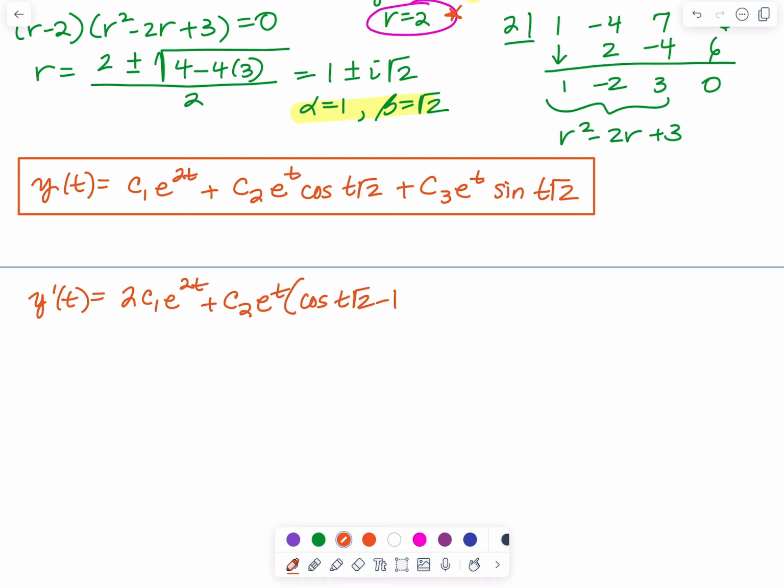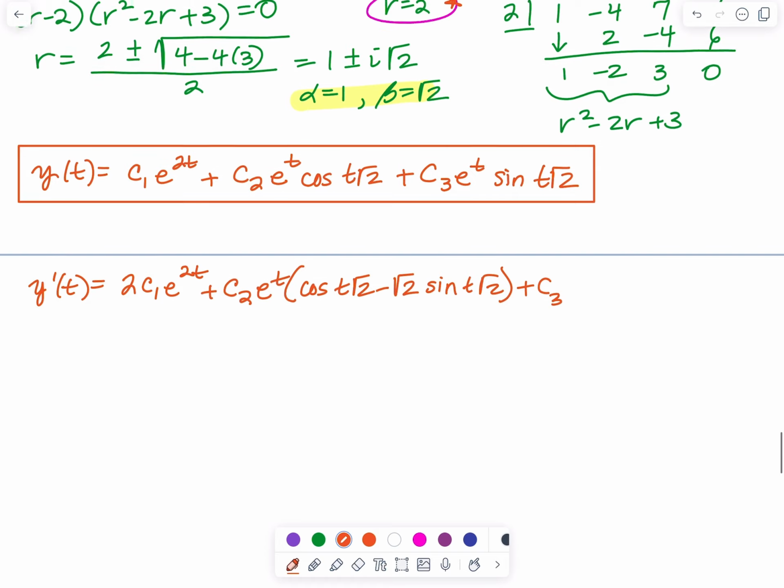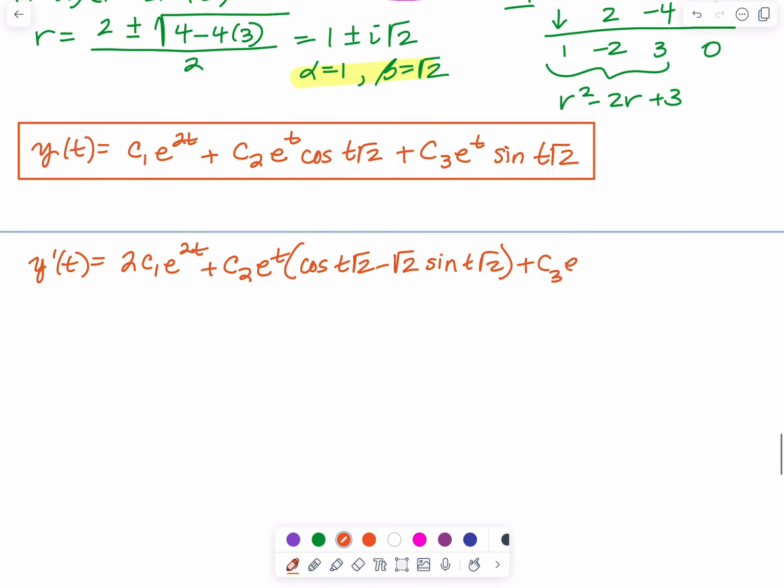Then we have minus the square root of 2 sine of t root 2. Now we go on to the third term, c3 e to the t, and we have the sine of t root 2 plus root 2 multiplied by the cosine of t root 2.